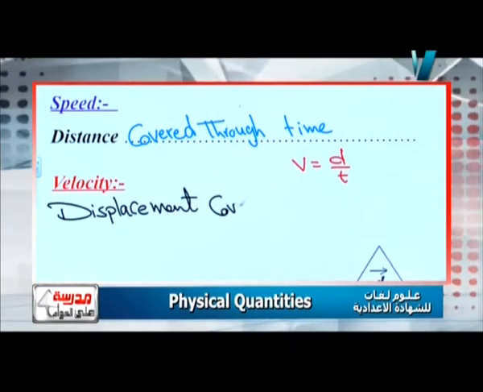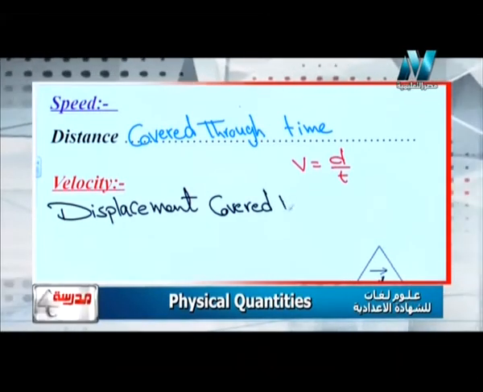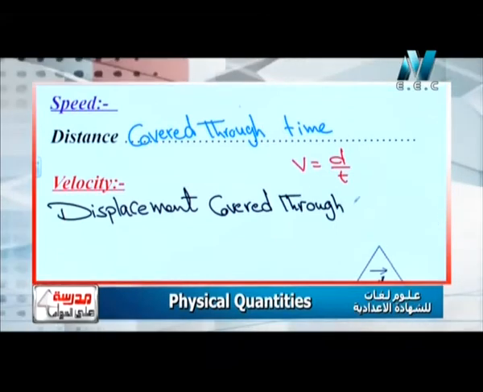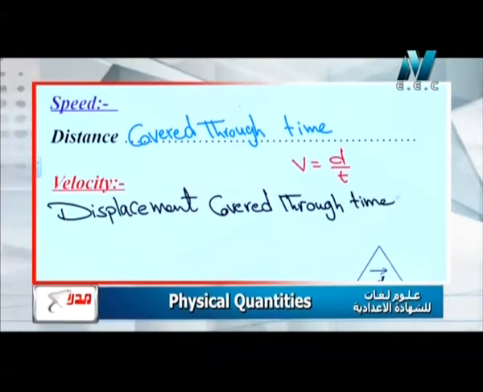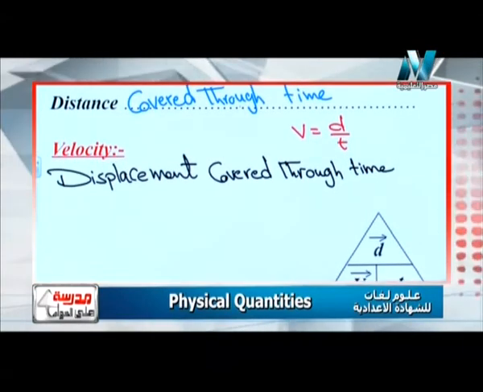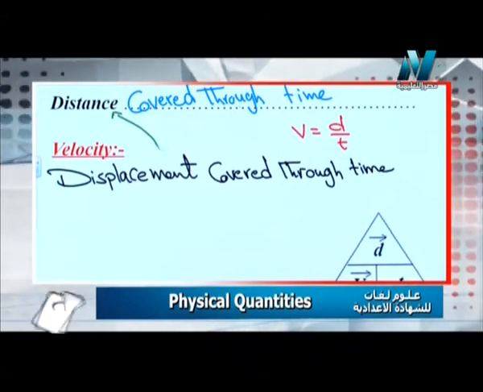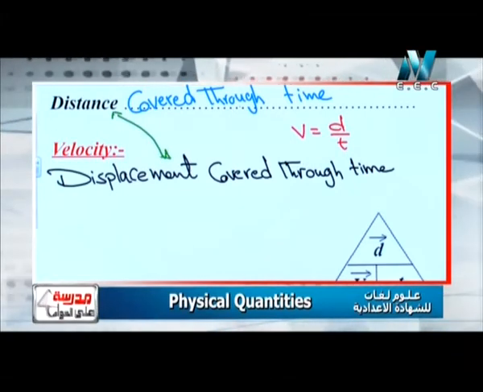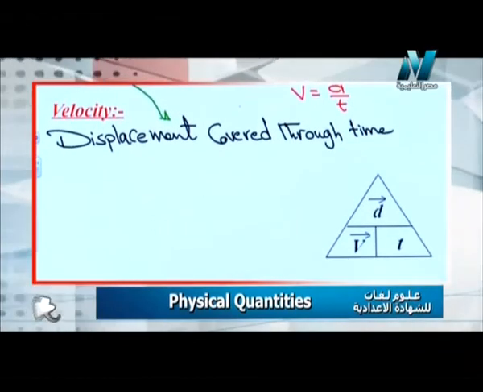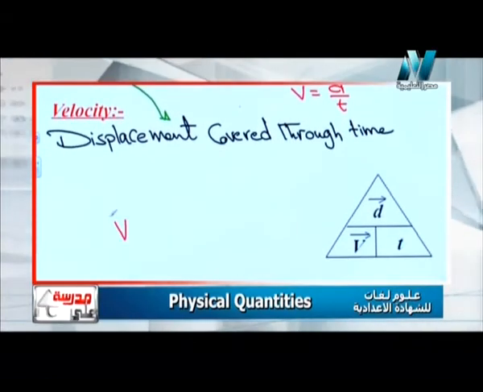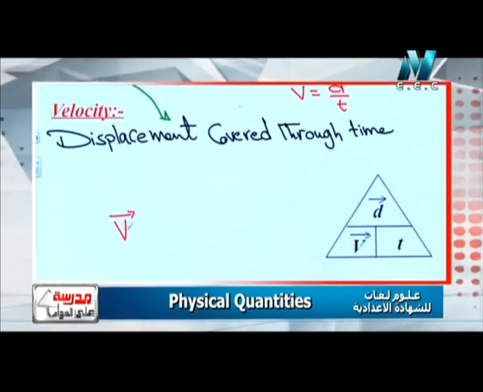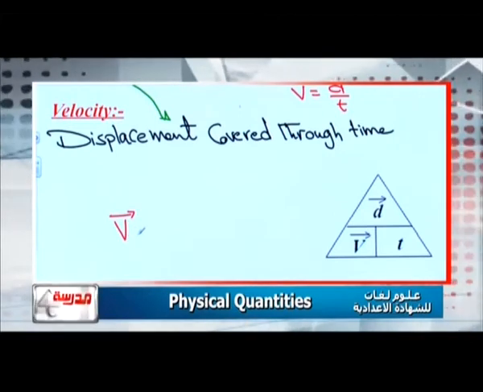Covered through time unit. Yes, through time, unit. So we have a difference between distance and displacement, as we talk about here distance, and here we talk about displacement, as the mathematical relation between velocity, displacement, and time. Velocity, as we write like that, we talk about velocity, V with arrow, because here we identify it by direction beside the magnitude.